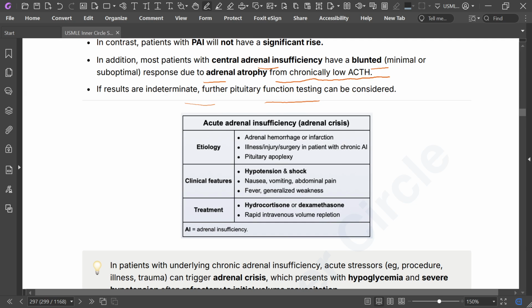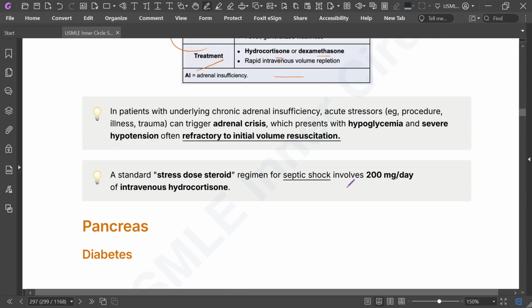Acute adrenal insufficiency, or adrenal crisis, may be due to adrenal hemorrhage, illness or surgery. In patients with chronic adrenal insufficiency, there may be pituitary apoplexy. Clinical features are hypotension, shock, nausea, vomiting, abdominal pain, fever, and generalized weakness. Treatment is hydrocortisone or dexamethasone and rapid IV volume repletion. In patients with underlying chronic adrenal insufficiency, an acute stressor can trigger adrenal crisis, which presents with hypoglycemia and severe hypotension, often refractory to initial volume repletion.